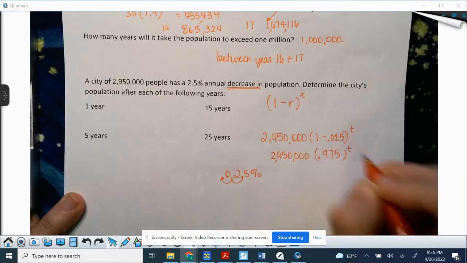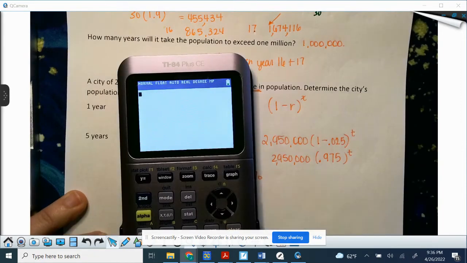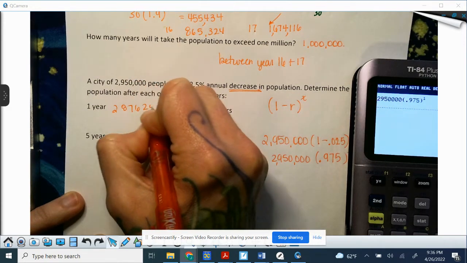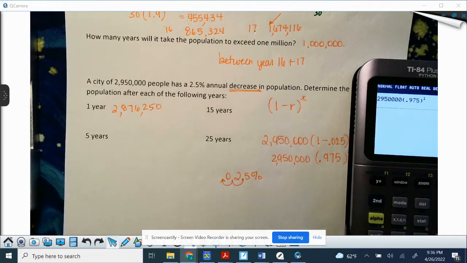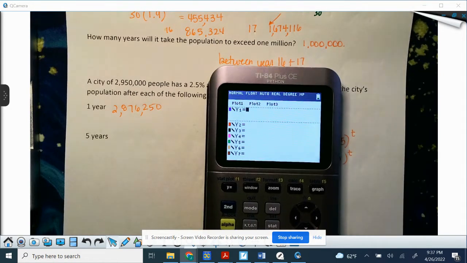Raised to our t. So for 1 year, we're going to multiply this straight through. 2,950,000 times 0.975, and you can raise it to the 1 if you want to, but remember, anything raised to the 1 is itself. So at 1 year, it's 2,876,250. So not a ton of people gone. Then we're going to do the same thing for 5. Or again, you can go to y equals, type this equation into your Desmos, and start getting a table from that.